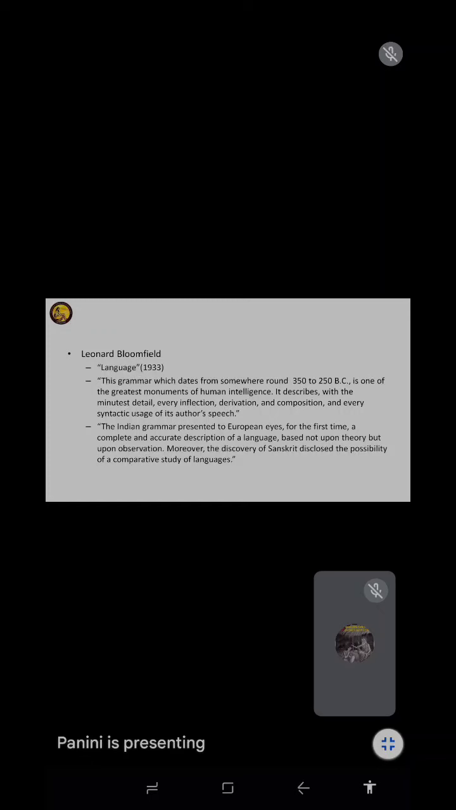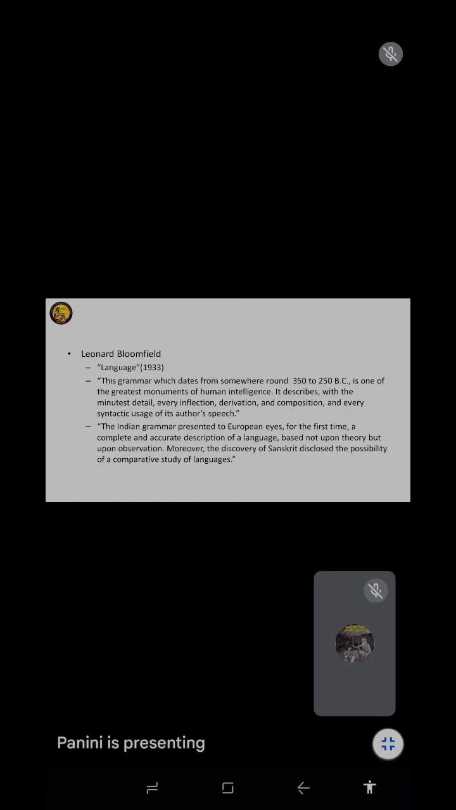for the first time, a complete and accurate description of a language, based not upon theory but upon observation. Because what was used was observed by Panini, and Panini made sutras to explain them and to justify that what is spoken by the people is grammatical, meaning correct. We should remember that Panini did not stop the Sanskrit language, nor did he create the language. Panini only described the language that was spoken by all. So it is more descriptive but not prescriptive, as we understand in English grammar and other things.